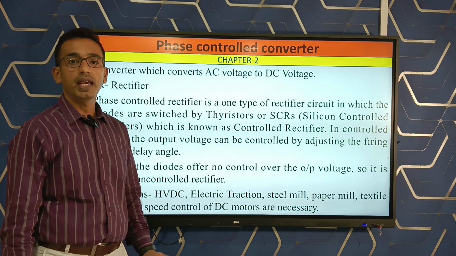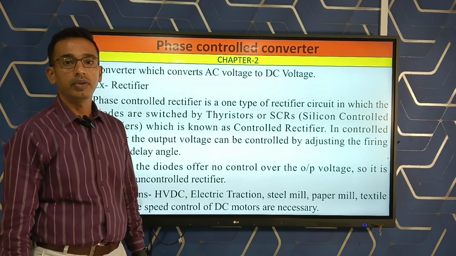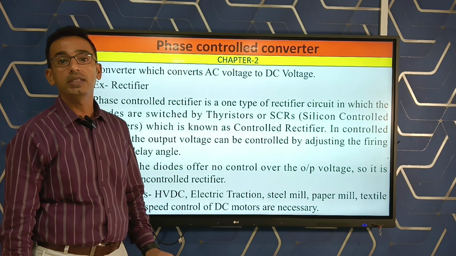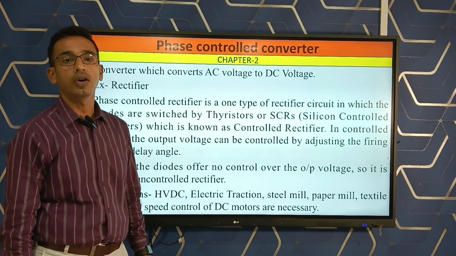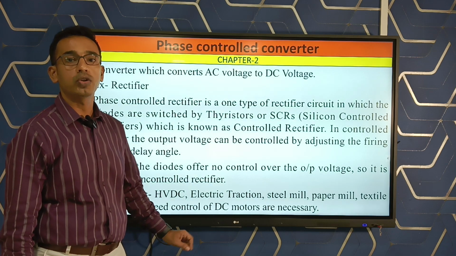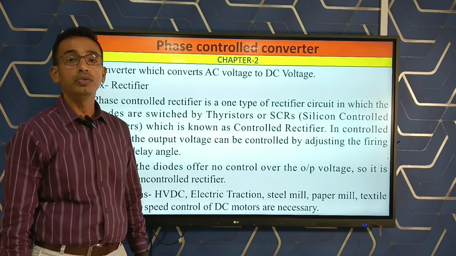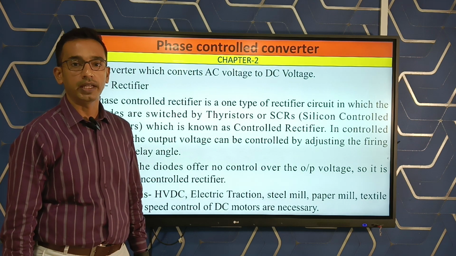When I say controlled voltage, that means the thyristor is used. When I say uncontrolled voltage, that means the diode is used. That is the difference between controlled and uncontrolled voltage. So in the phase control rectifier, the controlled voltage is obtained by using the thyristor.